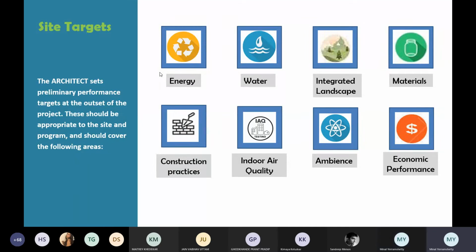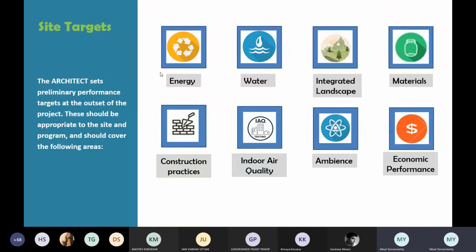Indoor air quality, ambience, economic performance of your site, how it is going to enhance the area, and is it possible to have that program there? So even suggesting a program there after your entire design is something that will be strongly related with the context. So please have all this in mind when you plan, okay.